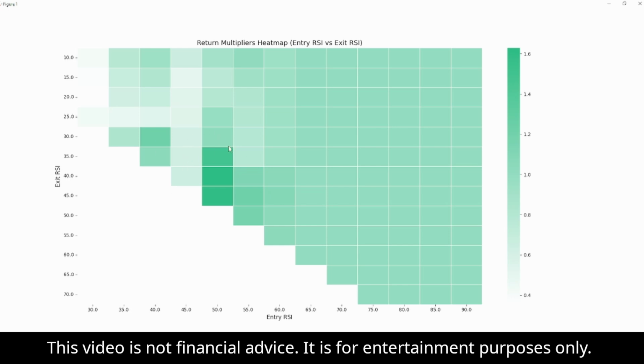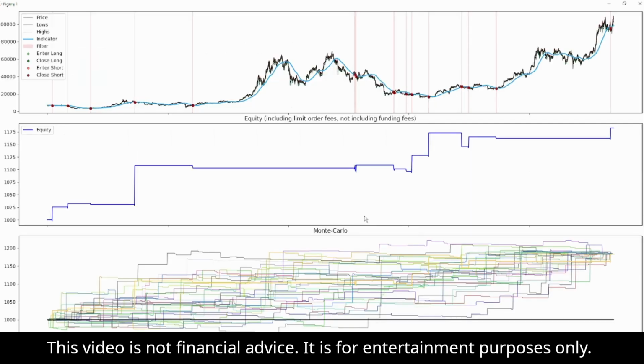So in this area where there are very green cells, there are also less green cells. So the performance drops very sharply here. So not a very great performance for this strategy where we try to find entry and exit RSI values. Here's what an equity curve with such a strategy would look like.